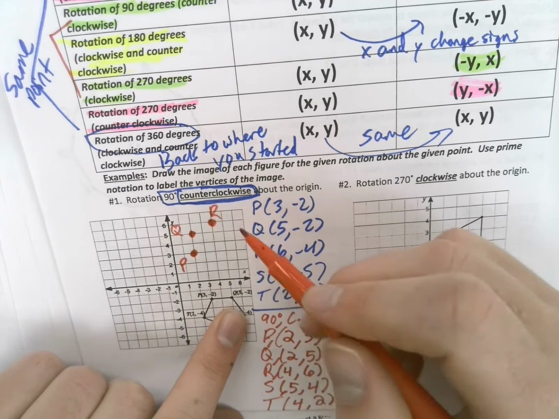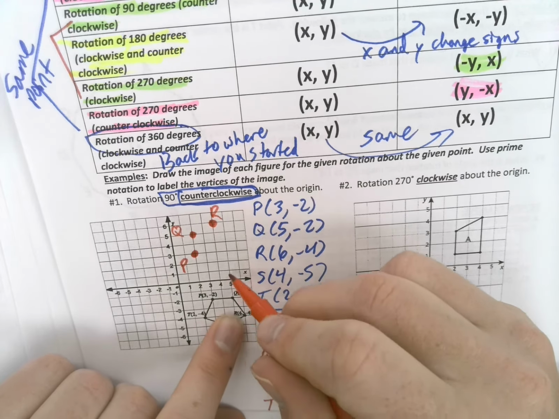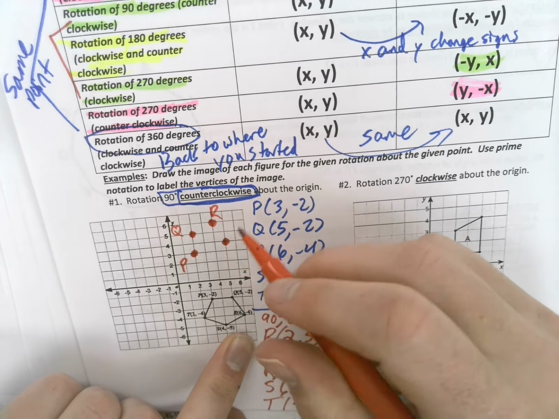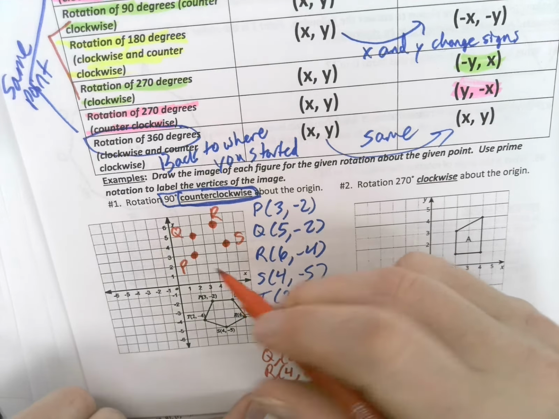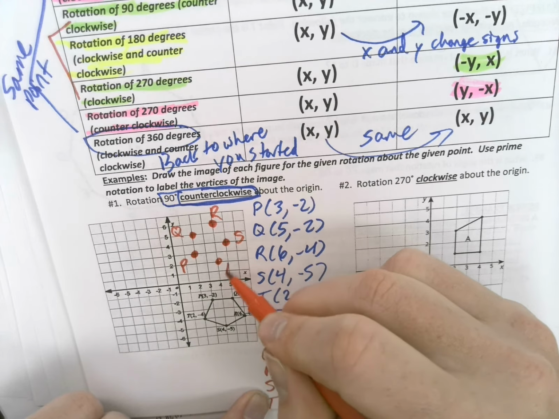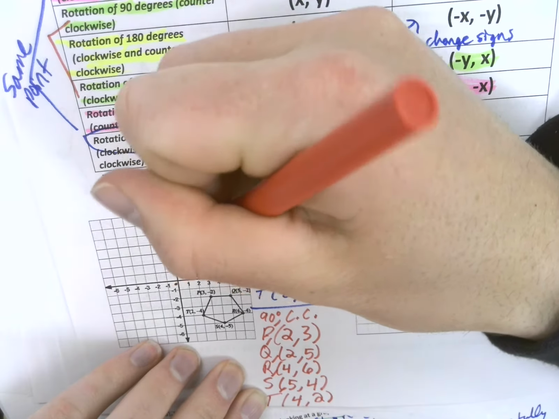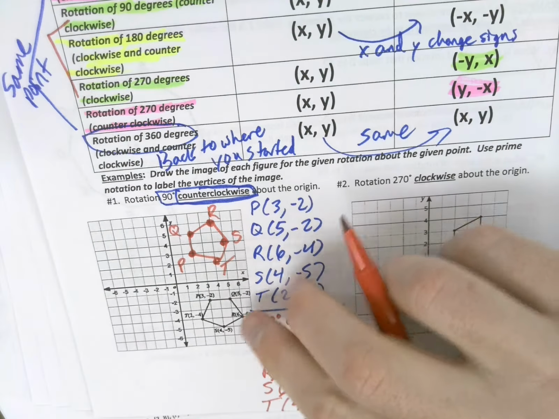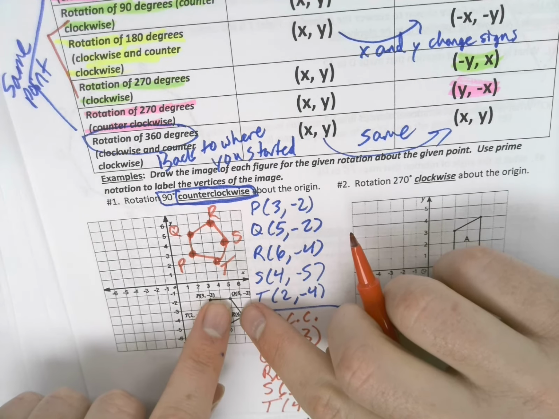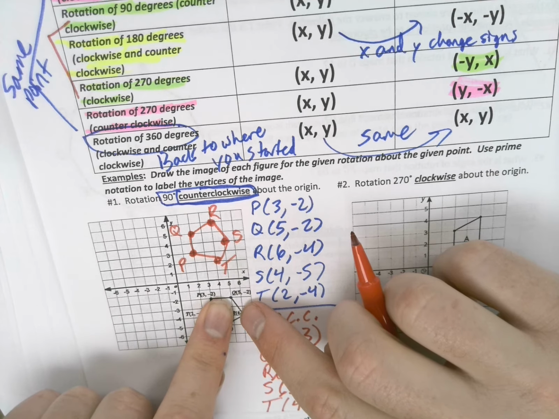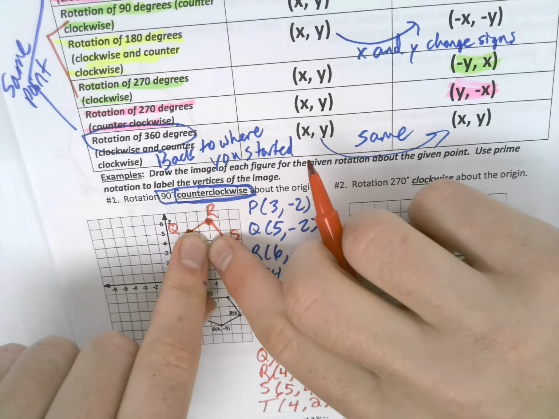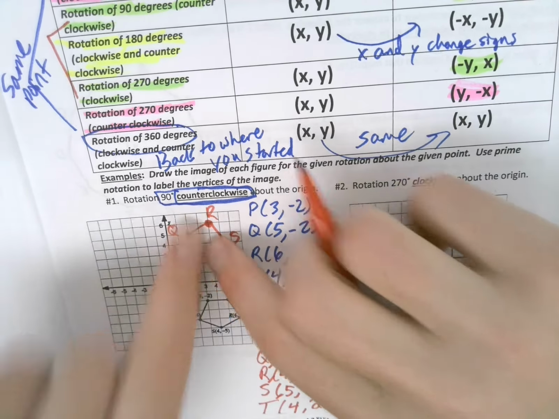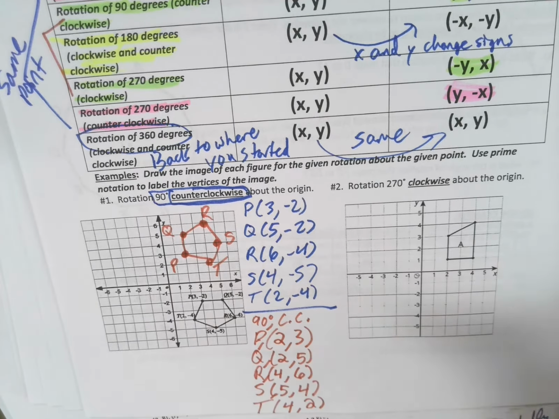There's R. 5, 4. There's S. And 4, 2. There's T. Check it out. We've rotated this thing 90 degrees counterclockwise. Boom. Going left to right around the origin.